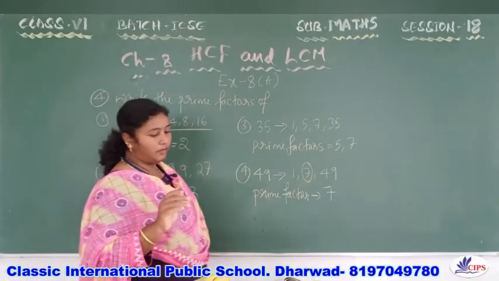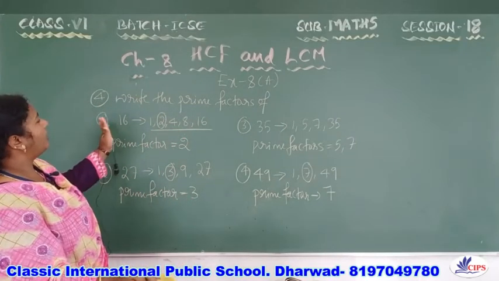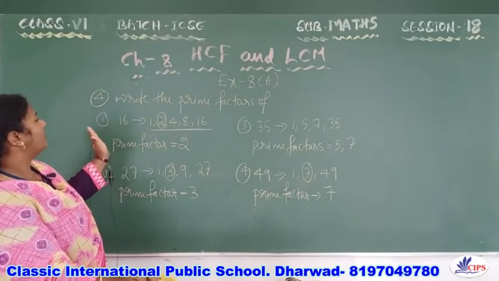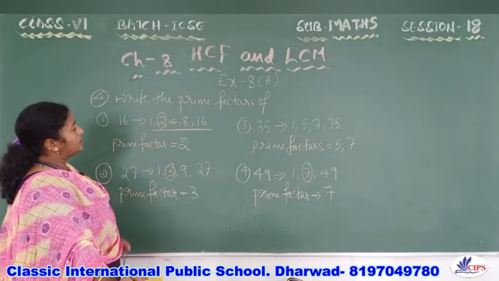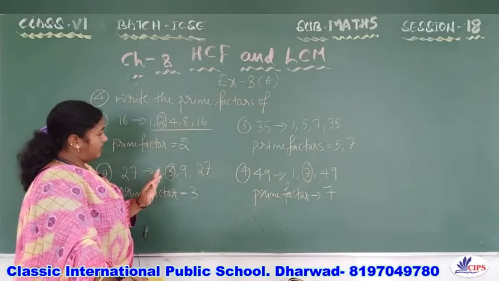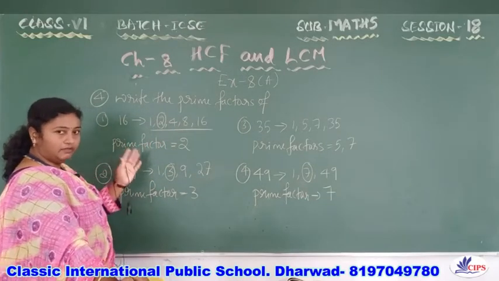This was the 4th main. Now, I am moving to the 5th main. I hope you understood the 4th main. You have to list the factors of the given number. Out of the factors of the given number, you are finding only the prime numbers. That will be the prime factors of the given number.